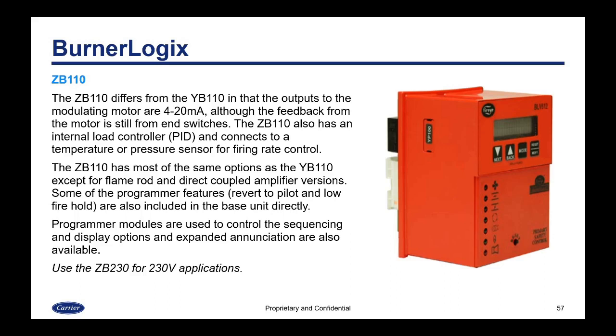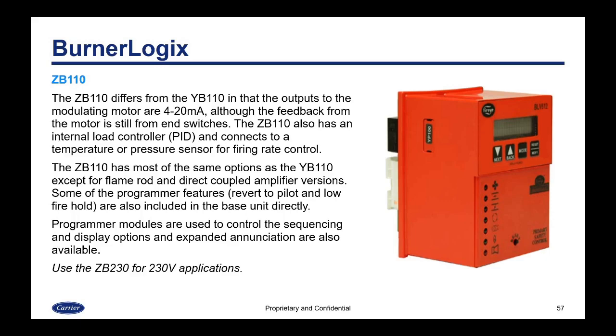The ZB110 has most of the same options as the YB110, except for the flame rod and direct coupled amplifier versions. Some of the programmer features, such as revert to pilot and low fire hold, are also included in the base unit directly. Programmer modules are used to control the sequencing and display options, and expanded enunciation is also available. And we have the ZB230 for 230 volt applications.